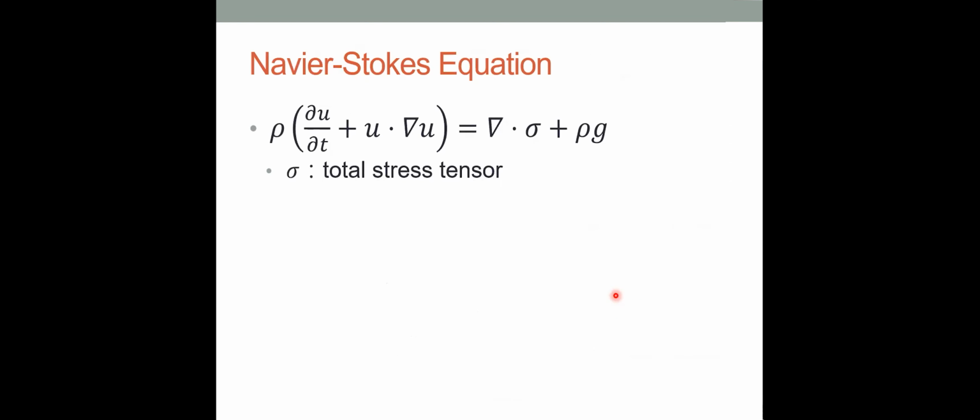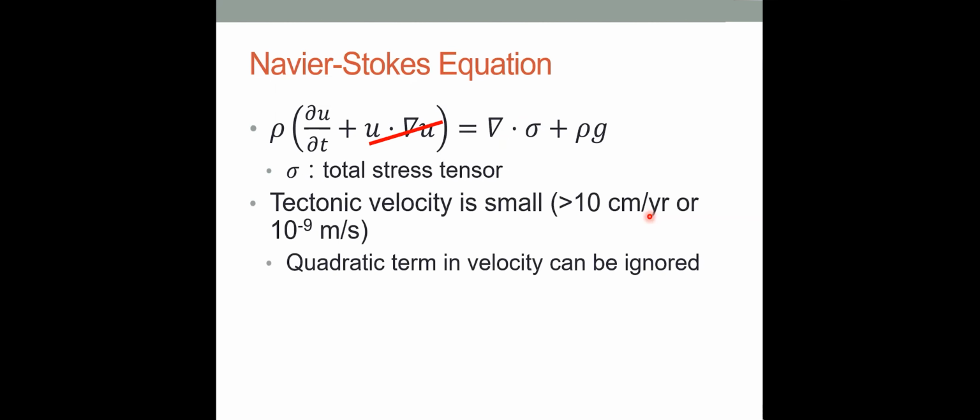Our equation is the Navier-Stokes equation. And this describes how the rock will move with respect to the change of the stress and the gravity. So the most important part is the u is the velocity, and the sigma is the total stress tensor. And in a tectonic environment, the velocity is usually small because the velocity is on the order of a centimeter per year. Or you turn it to SI unit, it is about 10 to the minus 9 meter per second. So it is similar to how your fingernail grows.